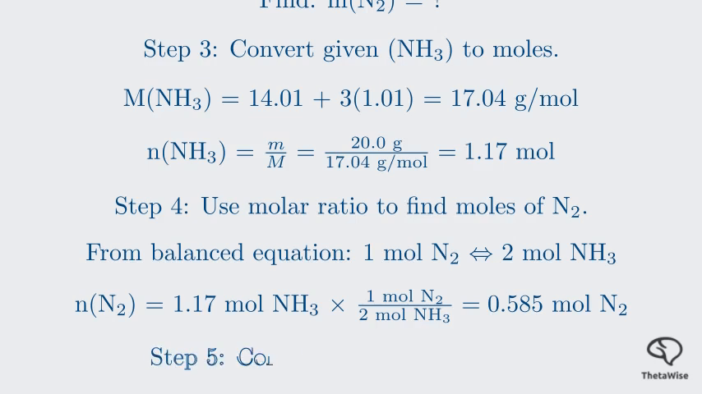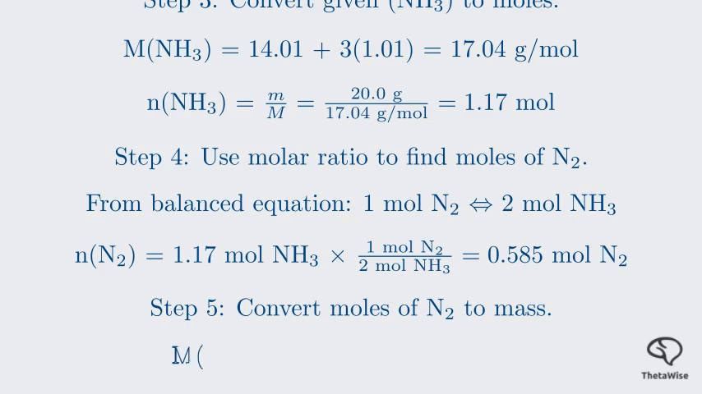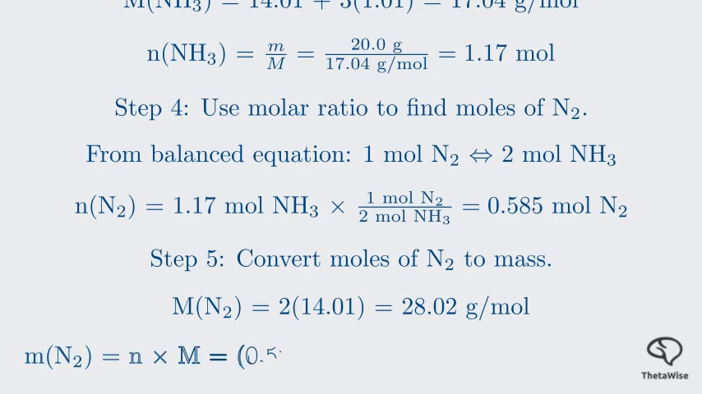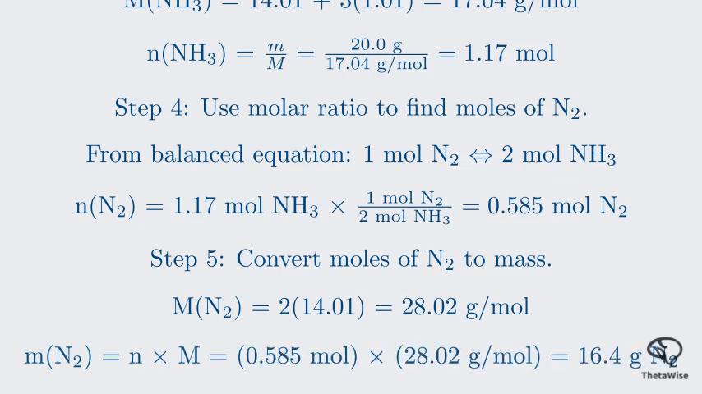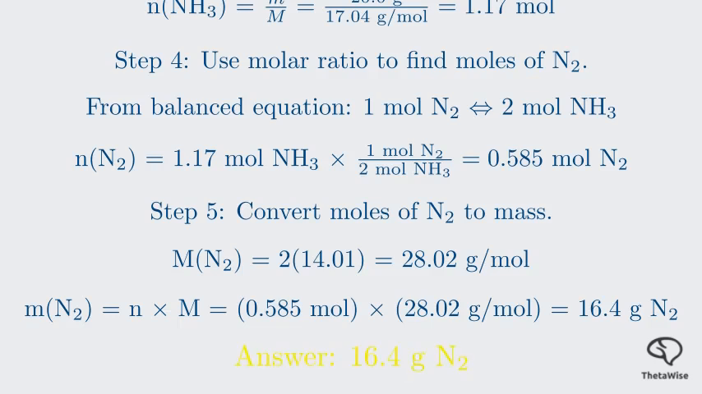Step 5. Convert the moles of nitrogen to its mass. The molar mass of diatomic nitrogen, N2, is 2 times 14.01, or 28.02 grams per mole. Multiplying our moles of N2 by its molar mass gives us 16.4 grams of nitrogen. So, to make 20.0 grams of ammonia, you would need to start with 16.4 grams of nitrogen.